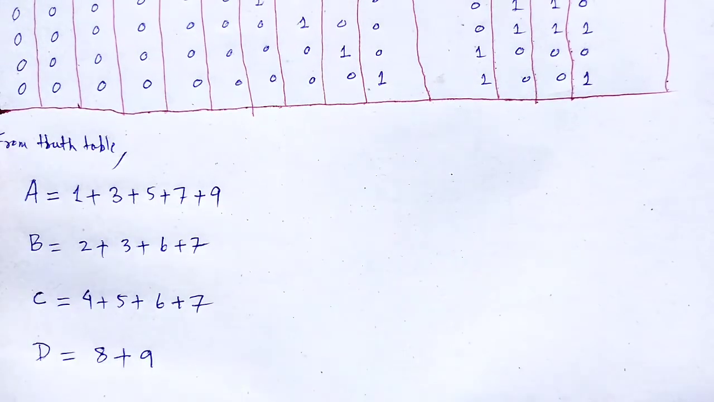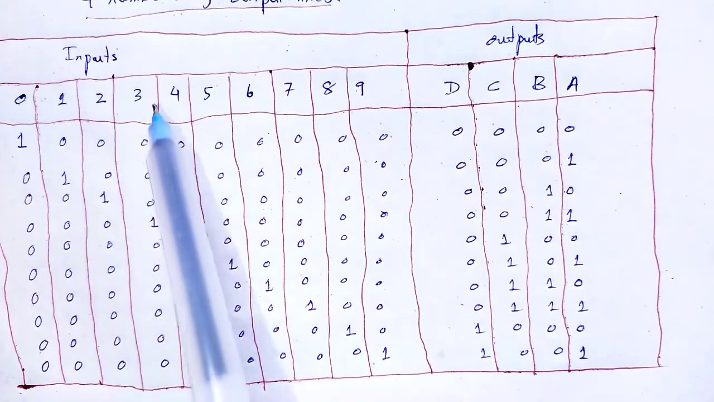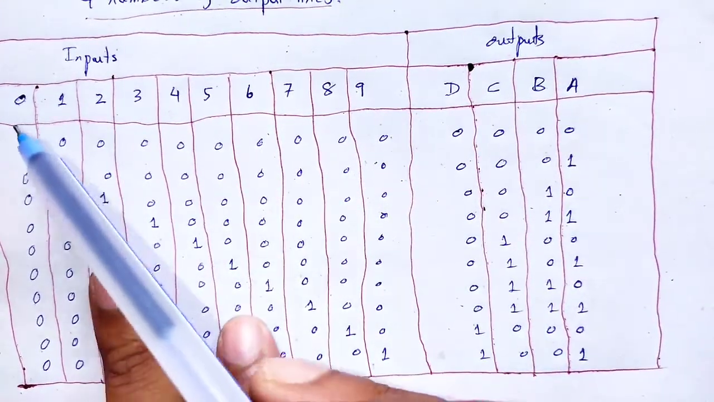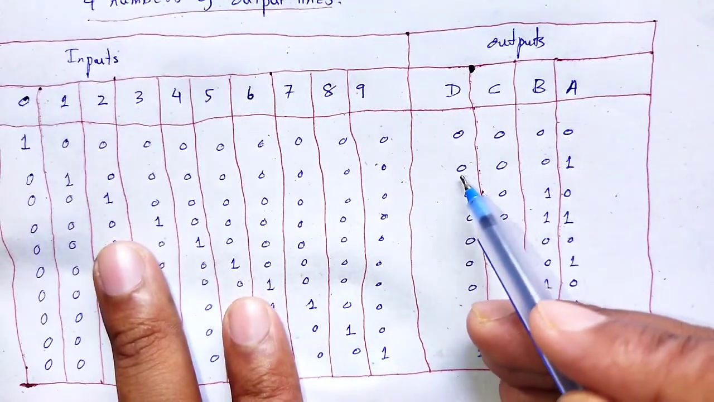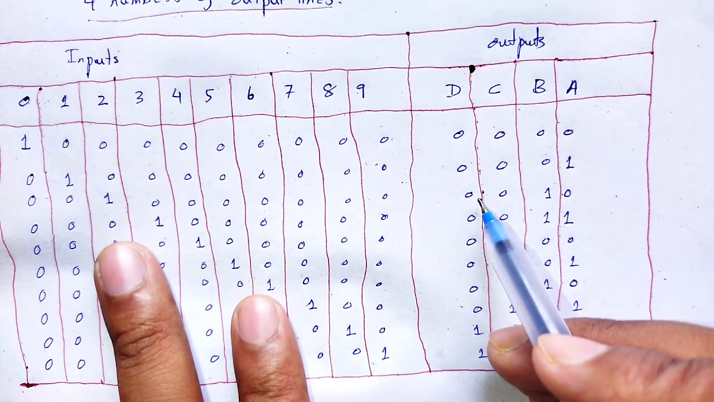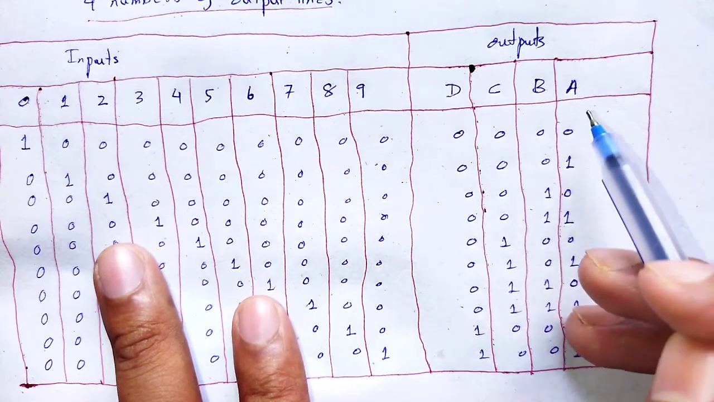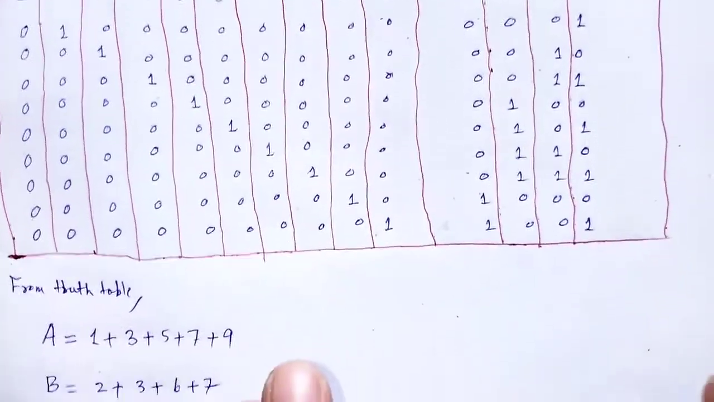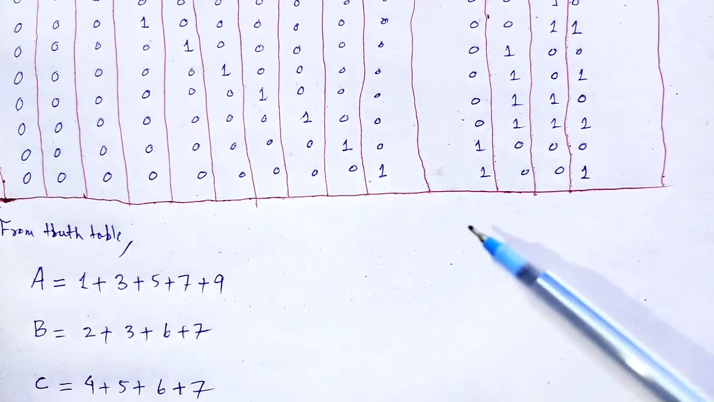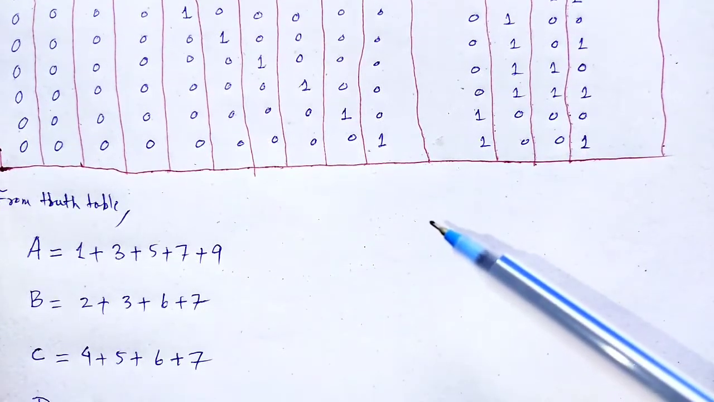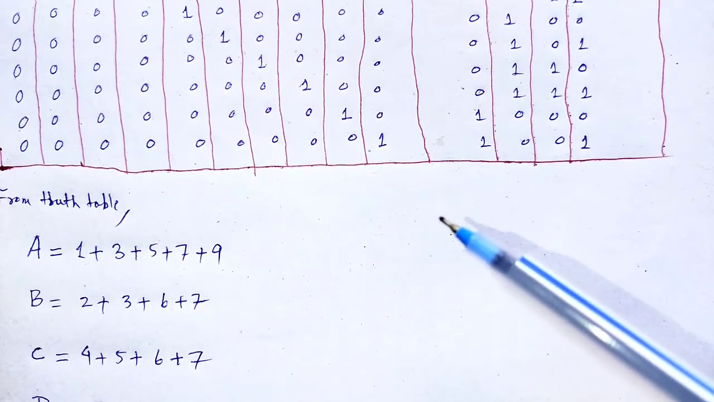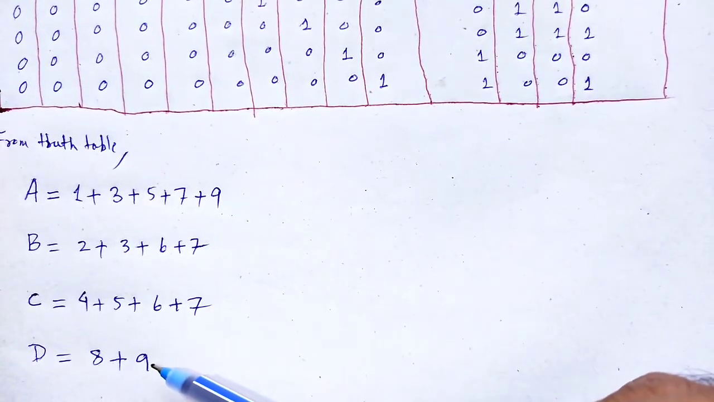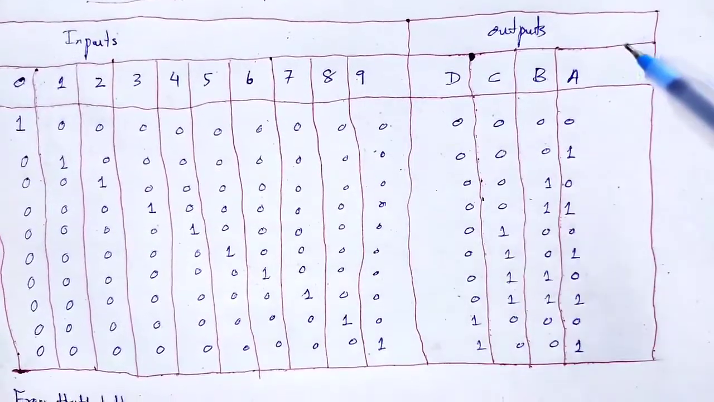For active inputs 0, 1, 2, 3, 4, 5, 6, 7, 8, 9, the BCD codes are written. For 0, the BCD code is 0 0 0 0. For 1, 0 0 0 1. For 2, 0 0 1 0. Like this the binary codes are generated. We can construct the decimal to binary coded decimal encoder by taking the boolean expressions generated from the truth table.